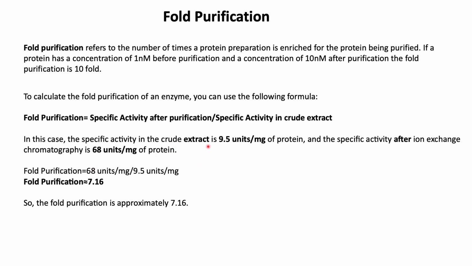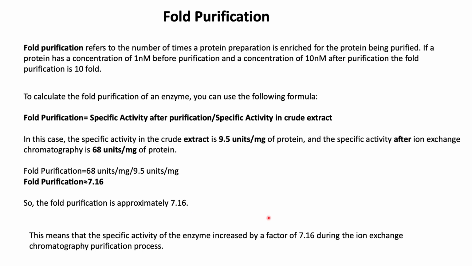So applying these values to the formula, we do 68 divided by 9.5, and these units are the same, so they get cancelled out. So solving for this, we get a fold purification value which is equal to 7.16. So the fold purification is approximately 7.16. So this means that the specific activity of the enzyme increased by a factor of 7.16 during the ion exchange chromatography purification process.